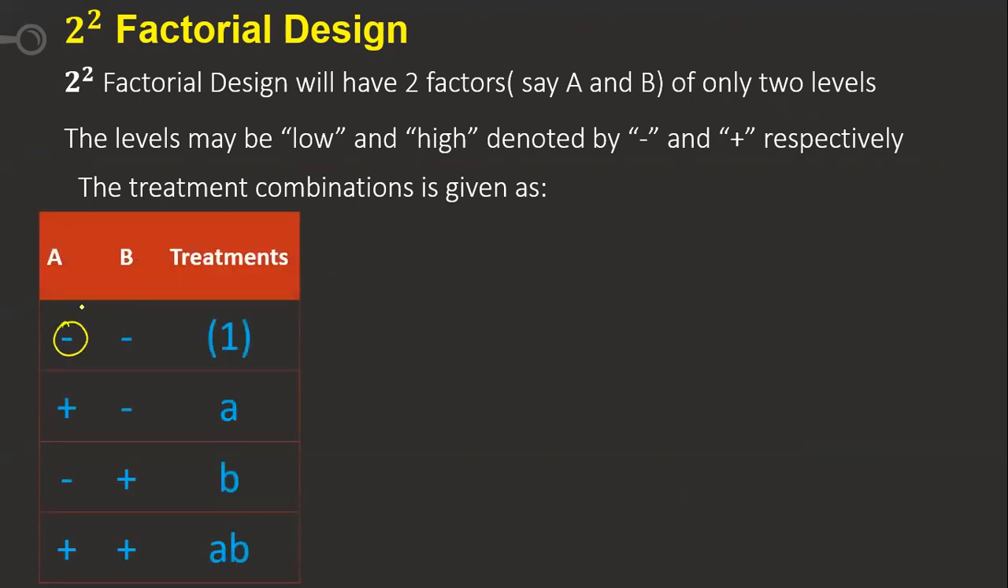Here A is low and B is also low. Low, low, then the treatment is written within brackets as (1). We have a notation for this. Whenever A is high, B is low; A is low, B is high. So when A has a low level and B also has the low level, I have to mark it as 1 here.